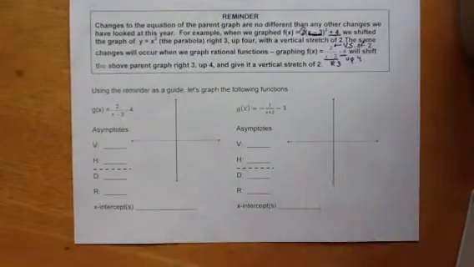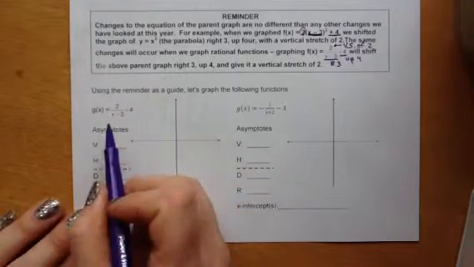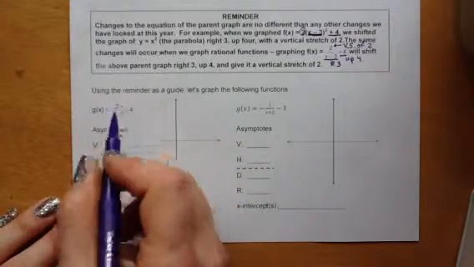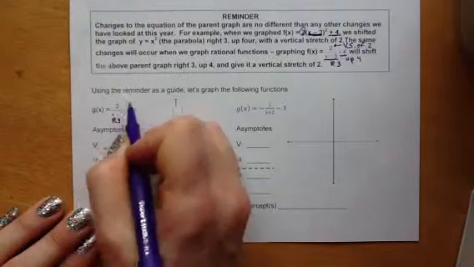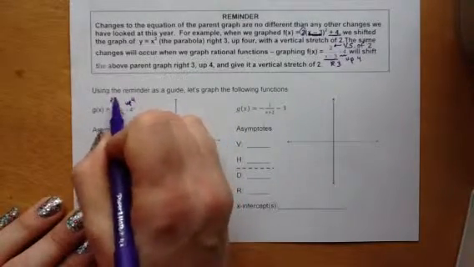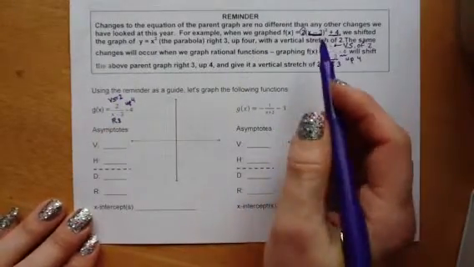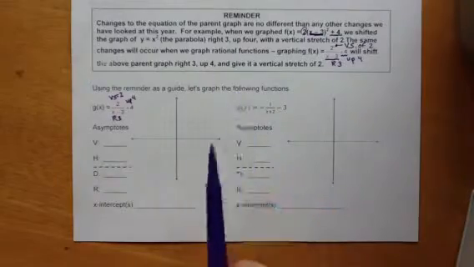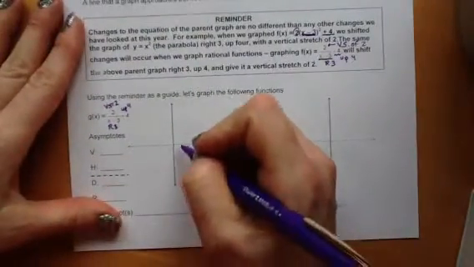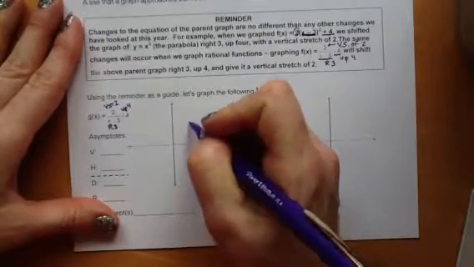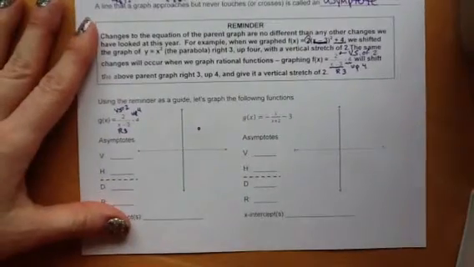So let's look at a couple of problems here. Let's look at these functions here. Let's talk about the transformations. Here I have a shift right 3, up 4, and a vertical stretch of 2. So that's the function we just talked about up here. Now if we shift that parent graph right 3 and up 4, that black hole will be shifted right 3 and up 4, so it will be at 3, 4 instead of 0, 0.